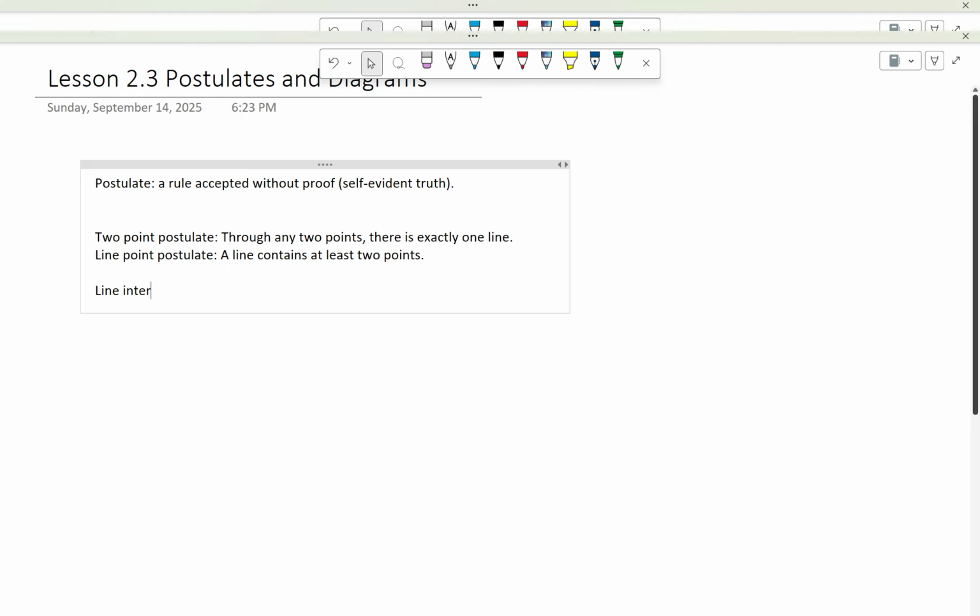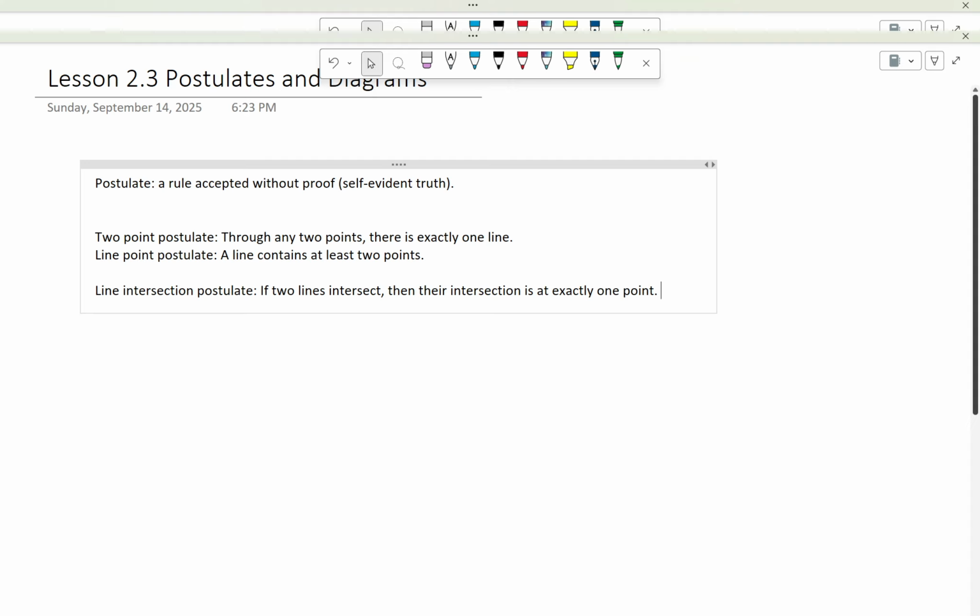Next, we have the line intersection postulate. If two lines intersect, then their intersection is at exactly one point.